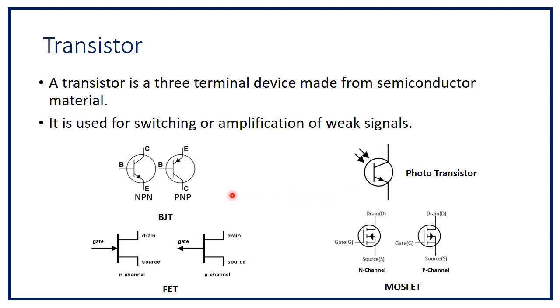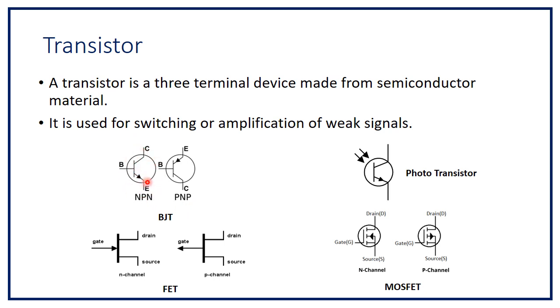There are various types of transistors, with three main categories. One is the BJT, the bipolar junction transistor. Another is the FET, the field effect transistor. Another is the MOSFET, the metal oxide semiconductor field effect transistor. This is the BJT, and there are two types: NPN transistor and PNP transistor.